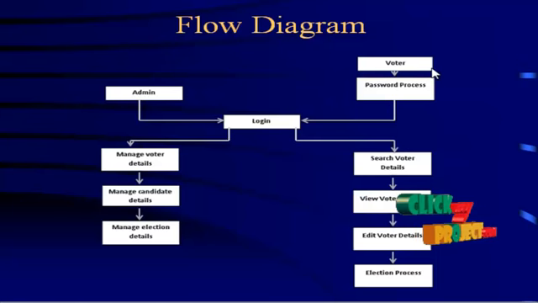Next, the voter sets the password by himself. Then the voter logs into the project using the multi-level password authentication. The voter searches the details using the voter ID, views the voter details, and edits the voter details. Finally, the election process is to poll the vote.